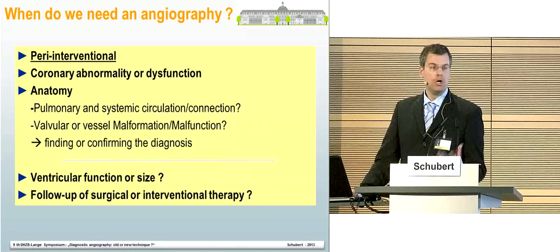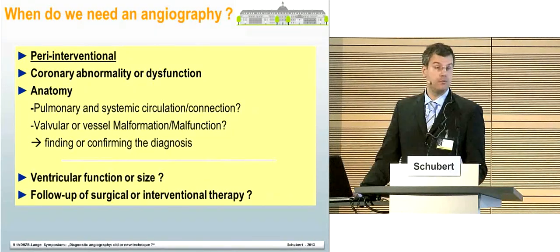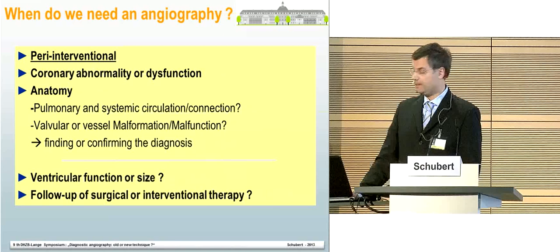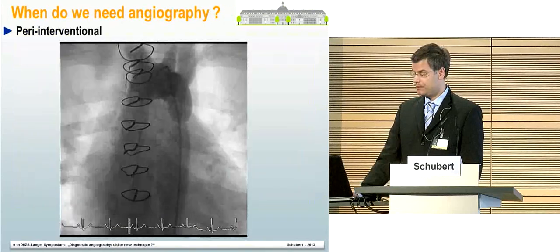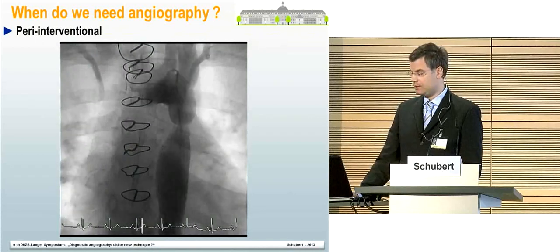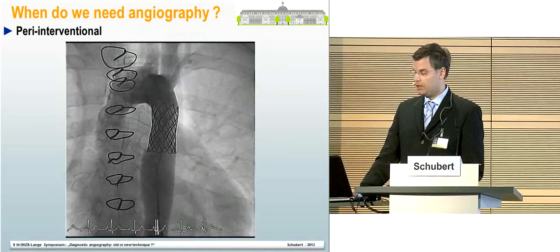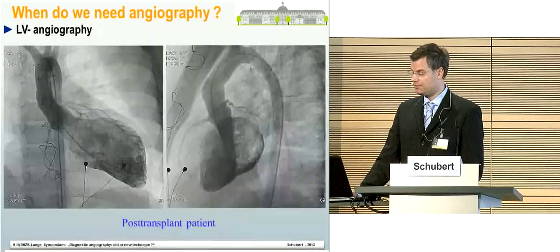We need to know how the vessels are connected, how systemic or pulmonary perfusion is related to the ventricles. And we might just confirm the diagnosis which we made in echo. There's also a question for functional analysis and also a follow-up indication. So peri-interventional, I think we saw it in the morning. There's a lot of information. If we look before and after the treatment, we have all the information we need to know.